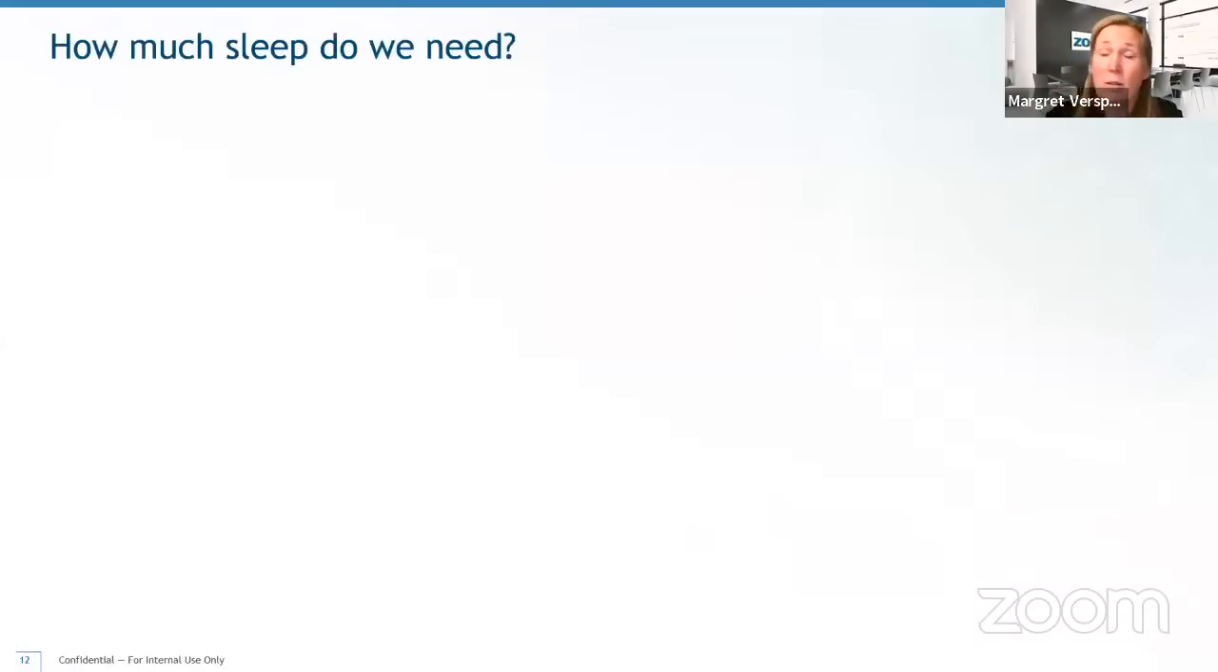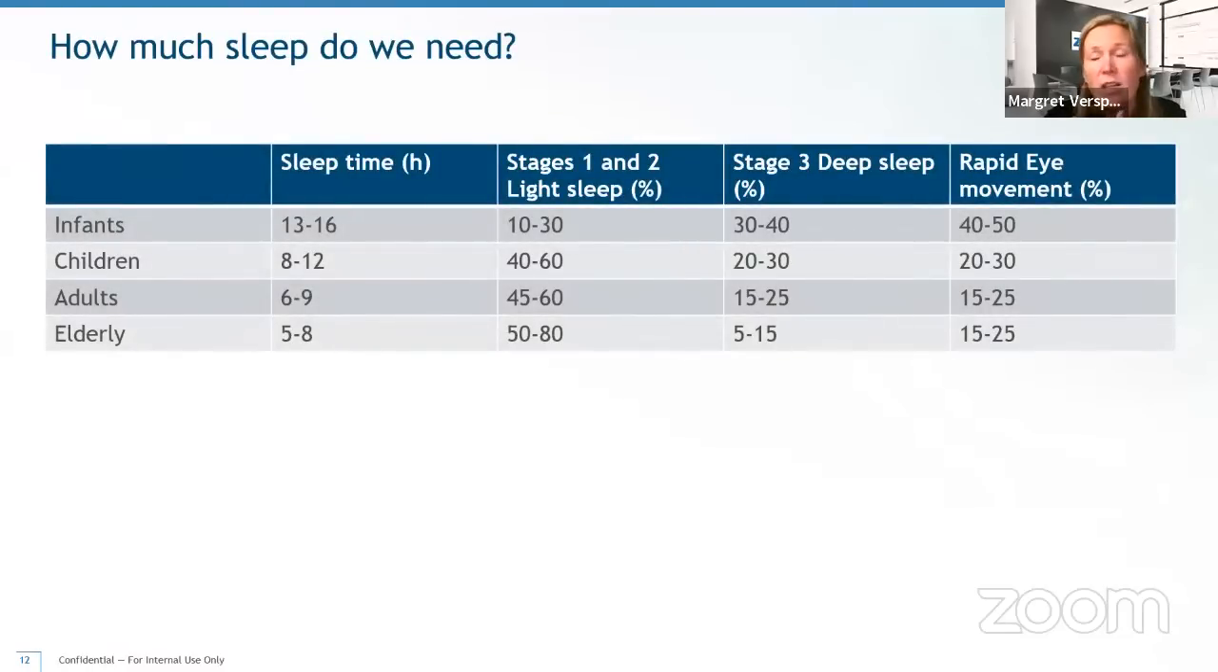How much sleep do we need? Like I already mentioned just before, it really depends per person. But what we say is that adults need around 6 to 9 hours of sleep. When we do sleep diagnostics and sleep tests in the sleep medicine field, it's really helpful to consider the age of the patient. Very young children and babies, of course, sleep a lot. They have a very long sleep time, 13 to 16 hours during the day, also a lot of deep sleep and a lot of REM sleep, rapid eye movements.